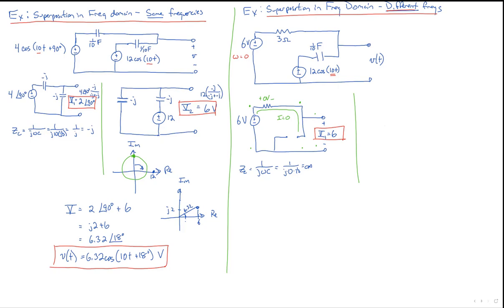Let's now draw it with our 12 cosine source on. So now our 6-volt source is shorted. I'll move that 3 ohms over on the left just to balance things out. The impedance of our capacitor, we already figured out on our left, it's minus j. And now once again, we get a voltage divider. Now it's not quite as simple to figure out what that voltage is. It's still a voltage divider, right?